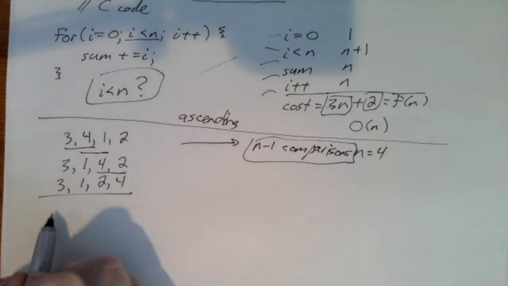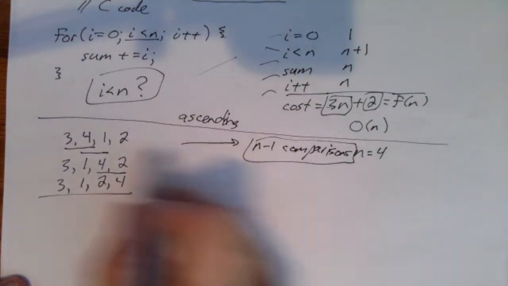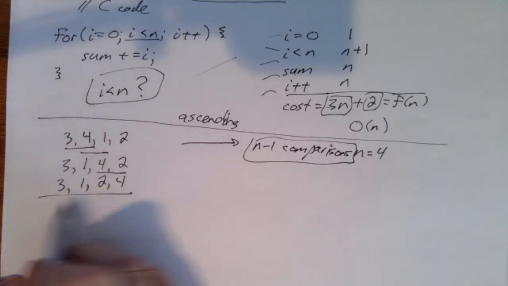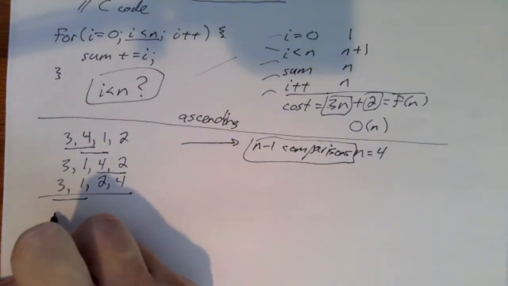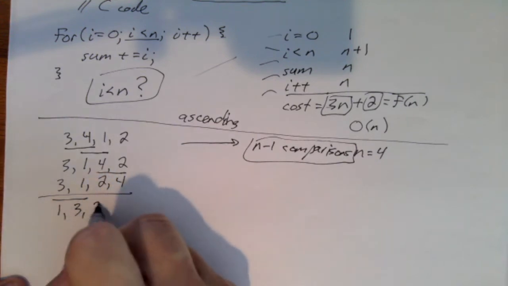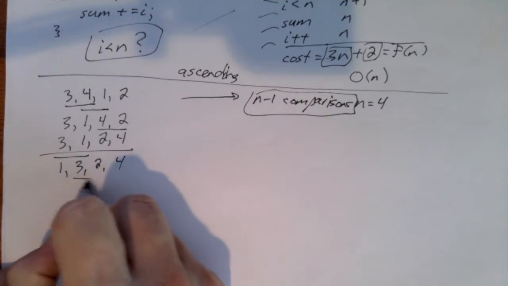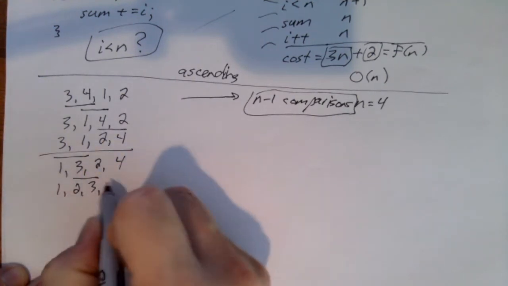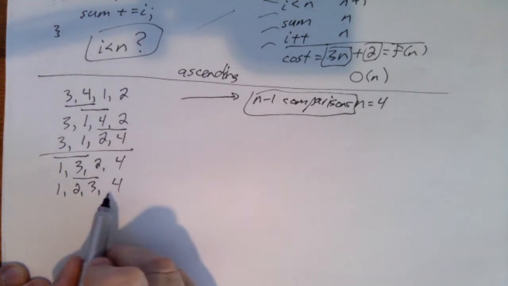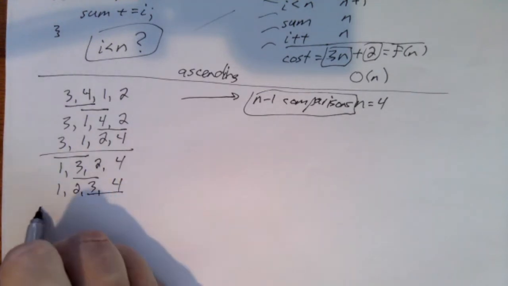So what do we do? We go back to the beginning now. So we worked down and made our n minus 1 comparisons, and now we're going to go back and start over. So we compare 3 and 1. Those are not in the correct order. So we have 1, 3, 2, 4. Then we move over by 1, compare 3 and 2. Those are not in the correct order. So we have 1, 2, 3, 4. And then we compare these. Those are in the correct order, so we leave them where they're at.